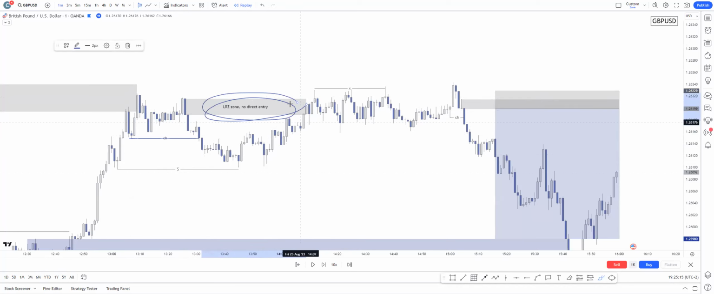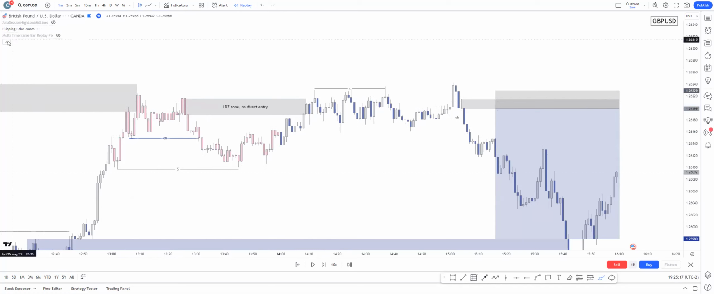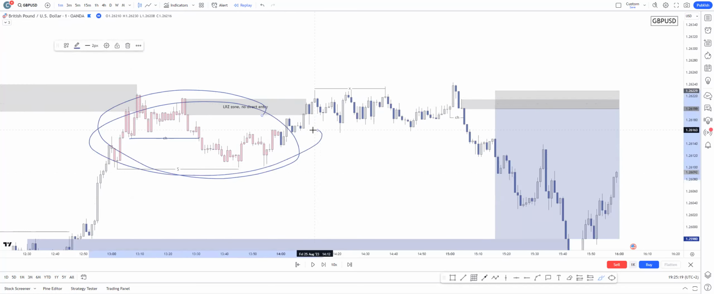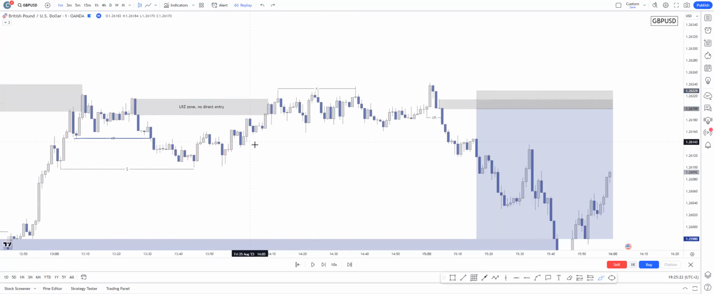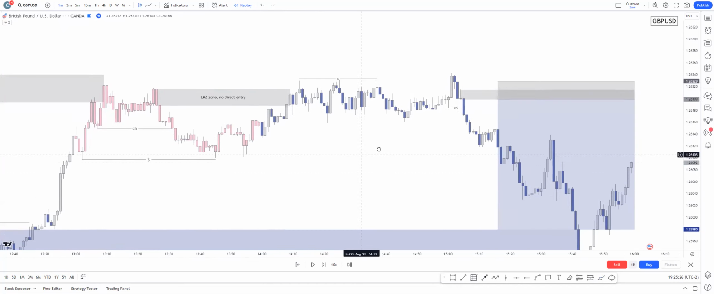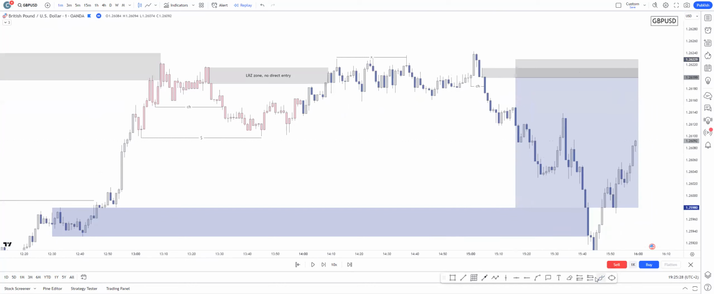But we could not set a limit order directly on this zone because it was part of the lunchtime areas. These are the lunchtime candles that have been formed inside of the lunchtime. So we couldn't really set any limit order on these areas directly. We would need reconfirmation on the 1-minute time frame, and it did not happen.